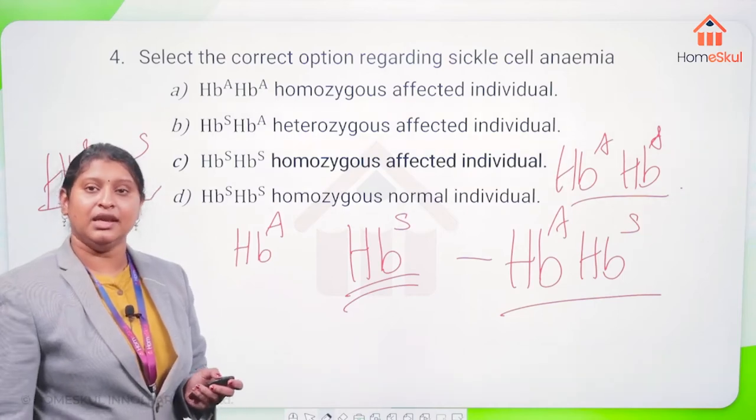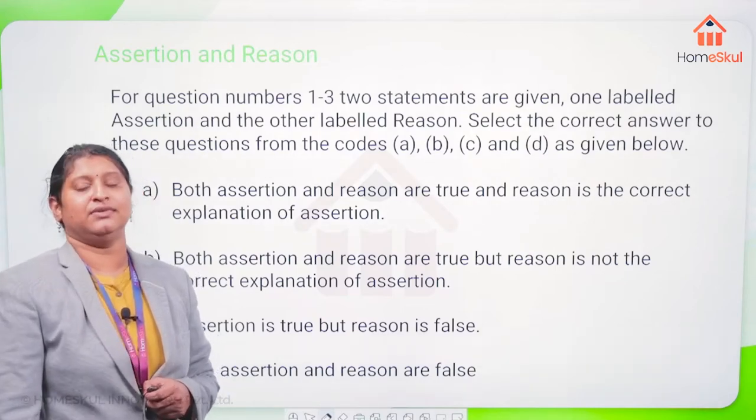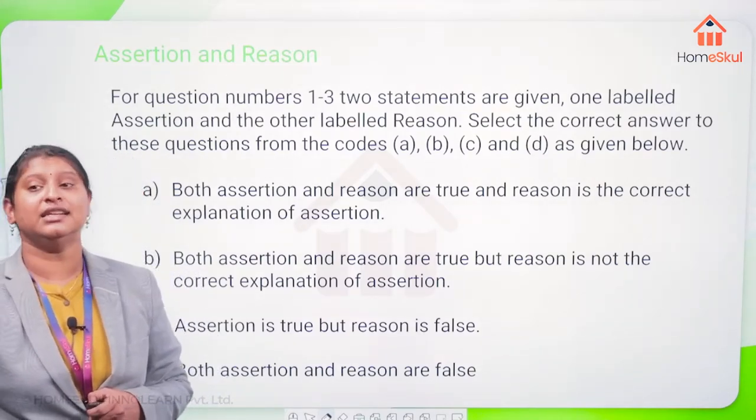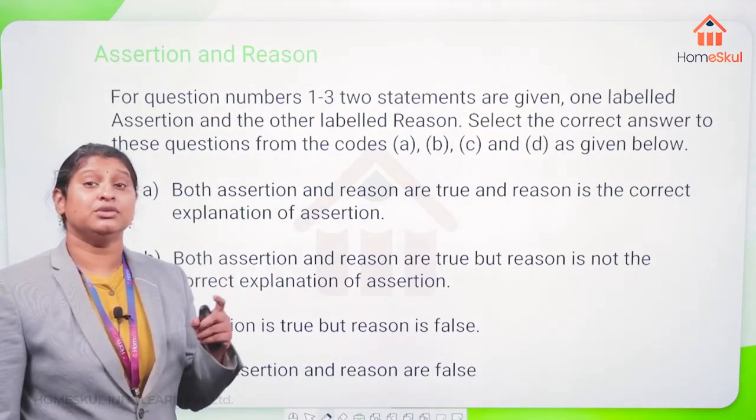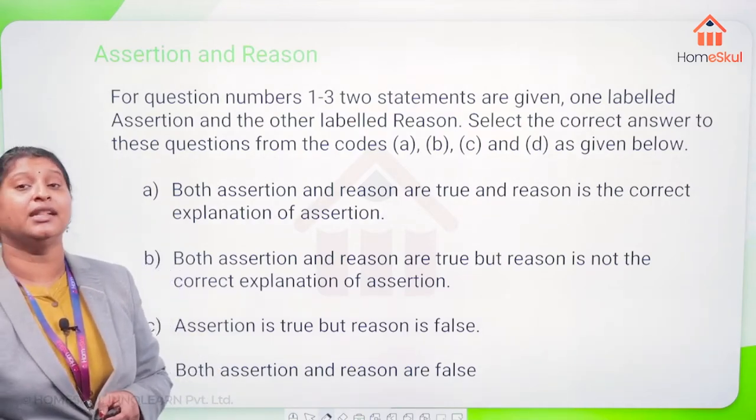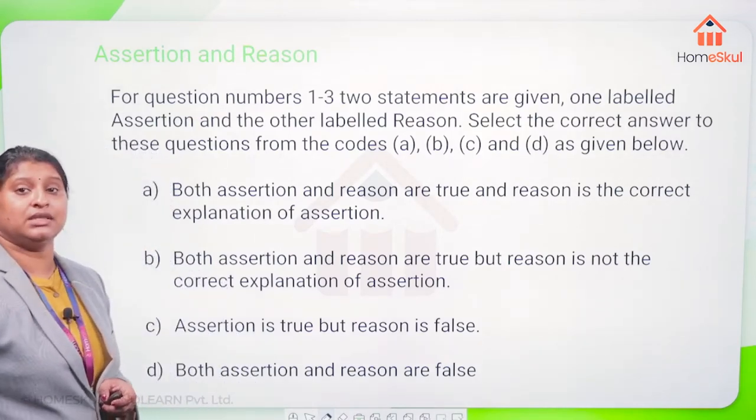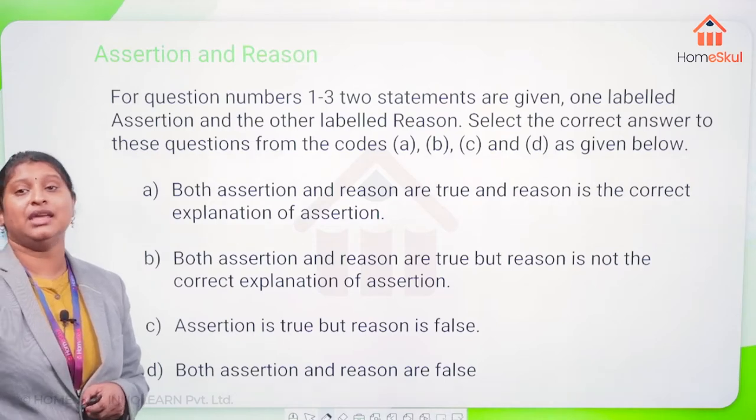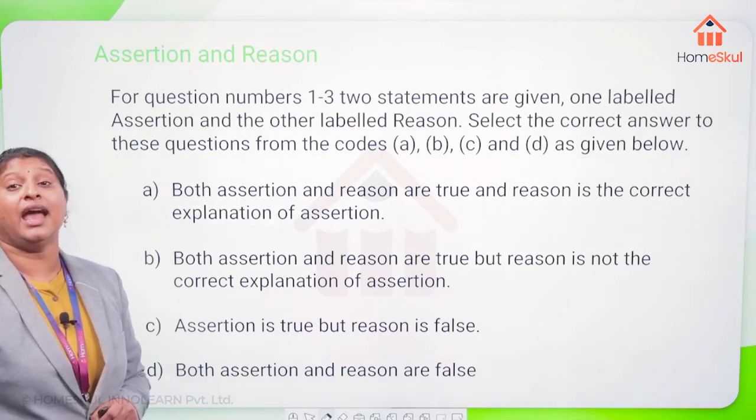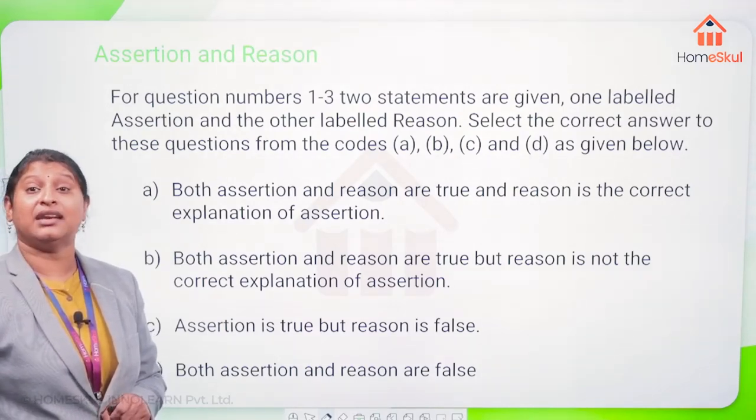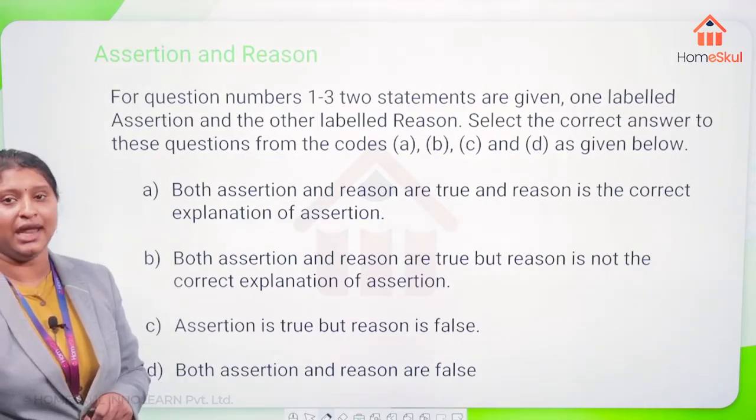Now, moving into the next question: assertion-reason type questions. For question numbers 1 to 3, two statements are given, one labeled assertion and the other labeled reason. Select the correct answer from the codes A, B, C and D as given below. A: if both assertion and reason are true and reason is the correct explanation of assertion, then we can mark the answer as option A.